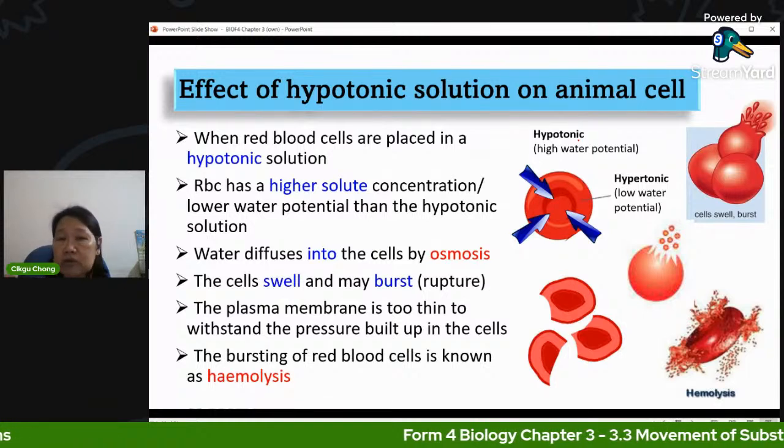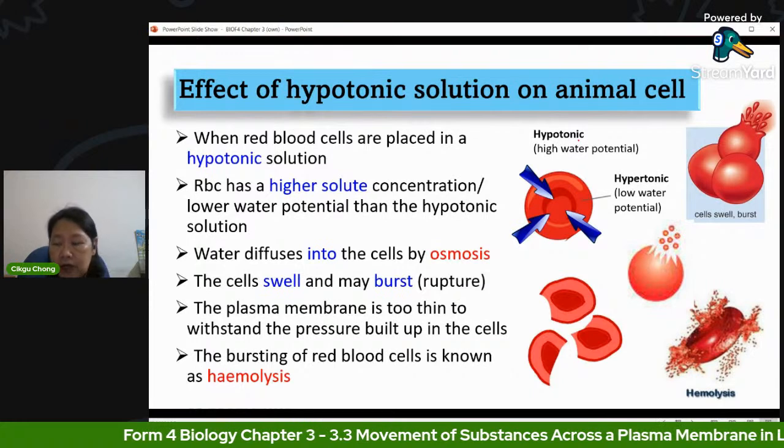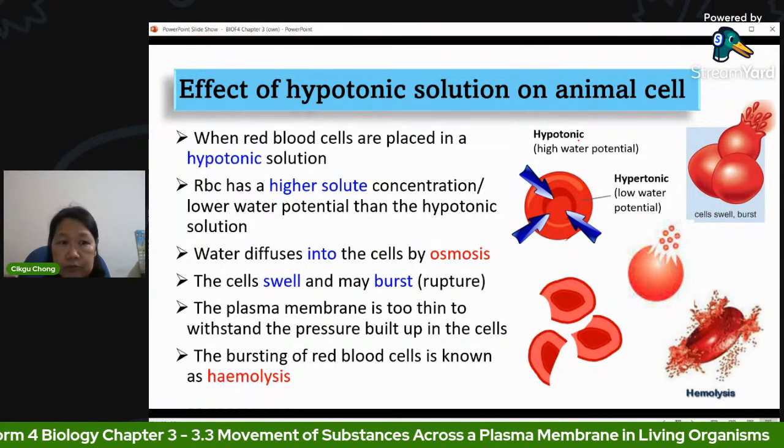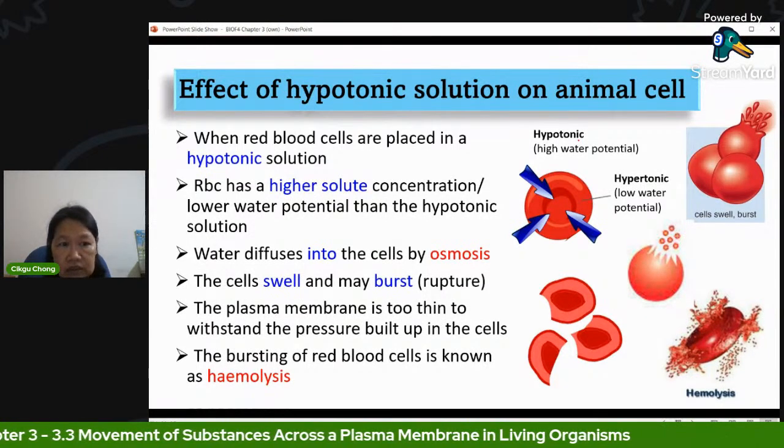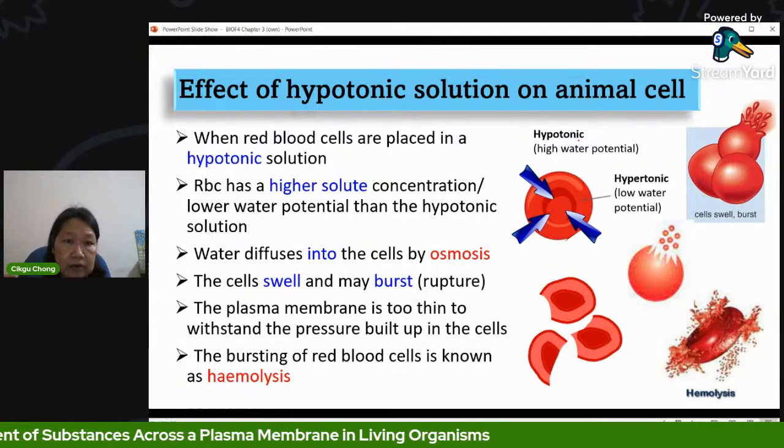No, you don't call it hemolysis because it's not a red blood cell. You only use it for red blood cells. Okay, so this is what happens. Now you must know how to explain, in sequence, what happens.